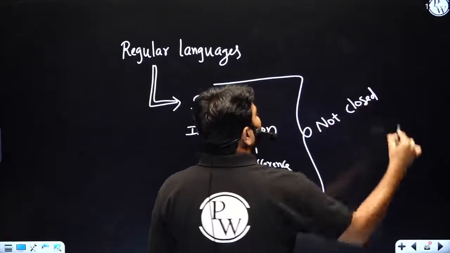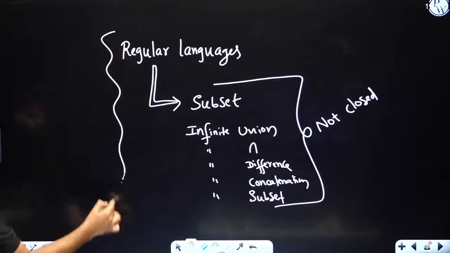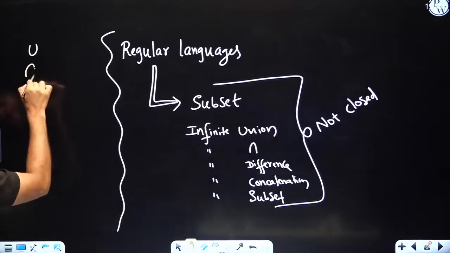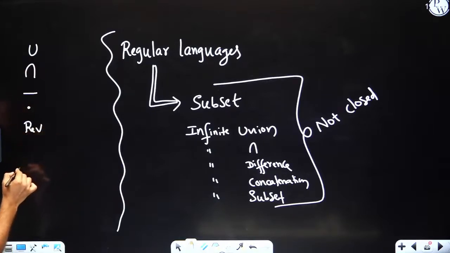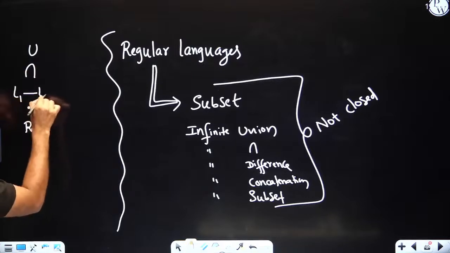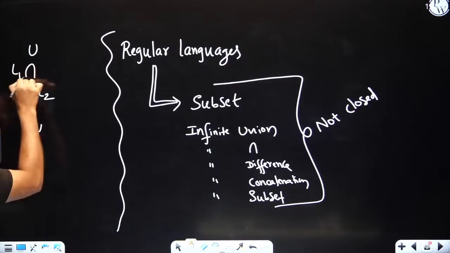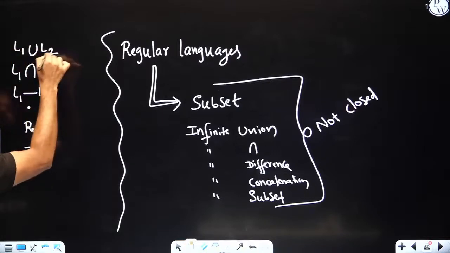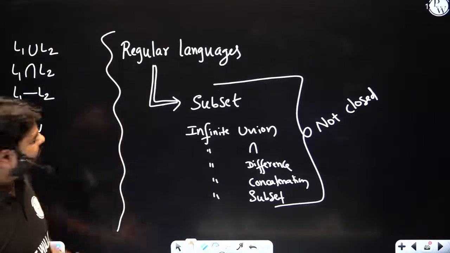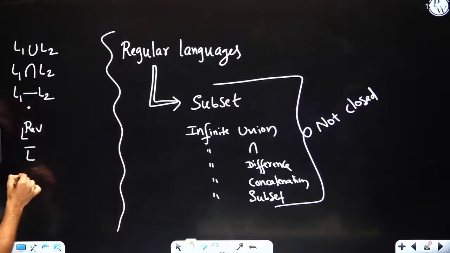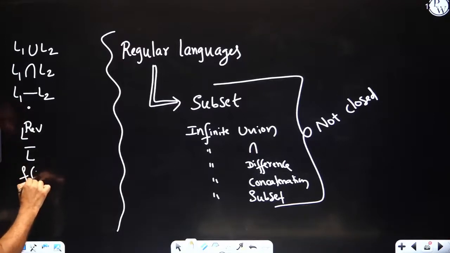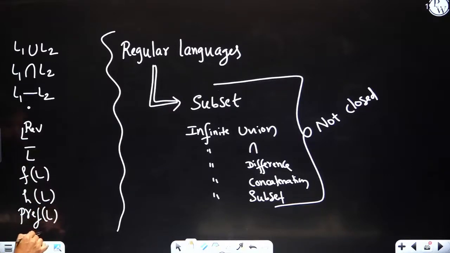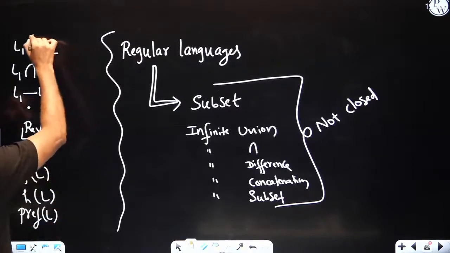And the remaining, you may study many things, like union, single union, intersection, set difference, concatenation, what else? Reversal. Okay, let me write L1 minus L2. You also have a complement. L1 intersection L2, L1 union L2. Assume L1, L2 are regular languages. Now L reversal, L complement. Likewise, you have a lot of operations, like f of L, the substitution of L, homomorphism of L, and prefix of L. Any operation you take, they're all closed here.